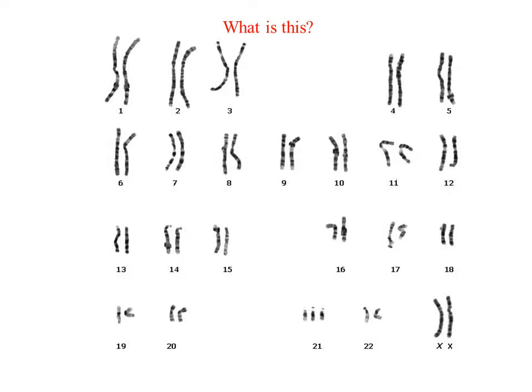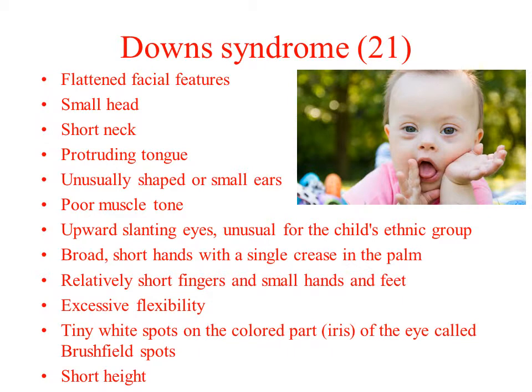Now look at this individual and tell me, is this person normal or abnormal? This person is abnormal. How are they abnormal? Very good. She has an extra chromosome, chromosome number 21. She would have Down syndrome, with flattened facial features, small head, short neck, and so on.